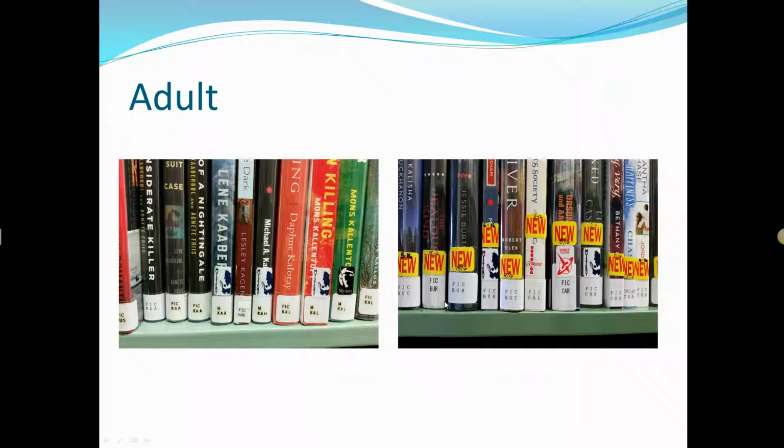The new section for adults is located in the aisle right after the bathrooms, and all of our new adult books have the FIC on the spine label, as well as the yellow new adult label. So this is a quick review on how we shelve our fiction books alphabetically by author, then by the author's first name, then by the title of the book.